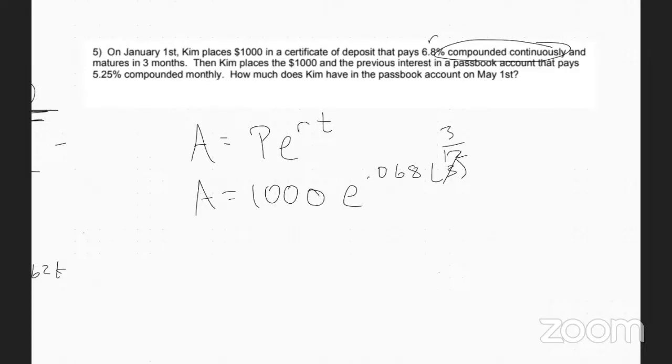Times 3/12 gets you a much bigger difference: $1,017.15. So in other words, in 3 months, you made $17. That makes a lot more sense than what you got if you put in 12 or three, not 1/4, right? You would have got a huge number for that, but that wouldn't have made sense.